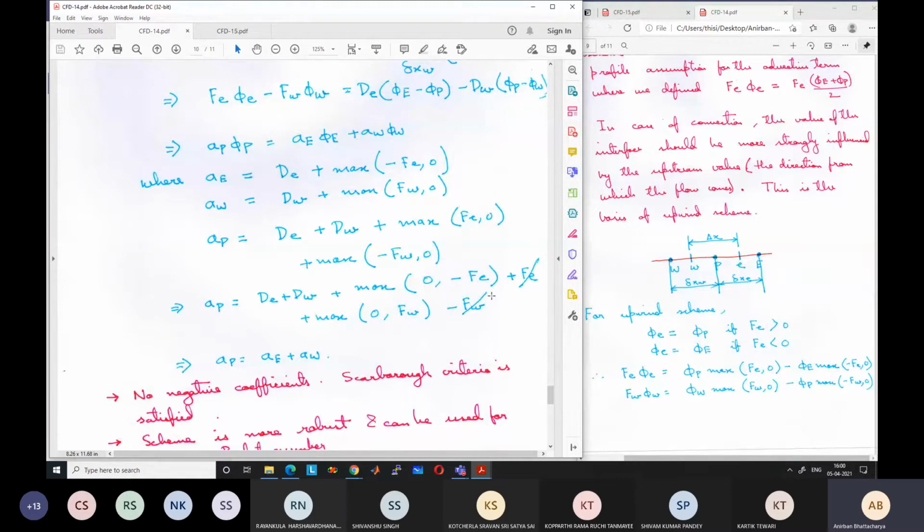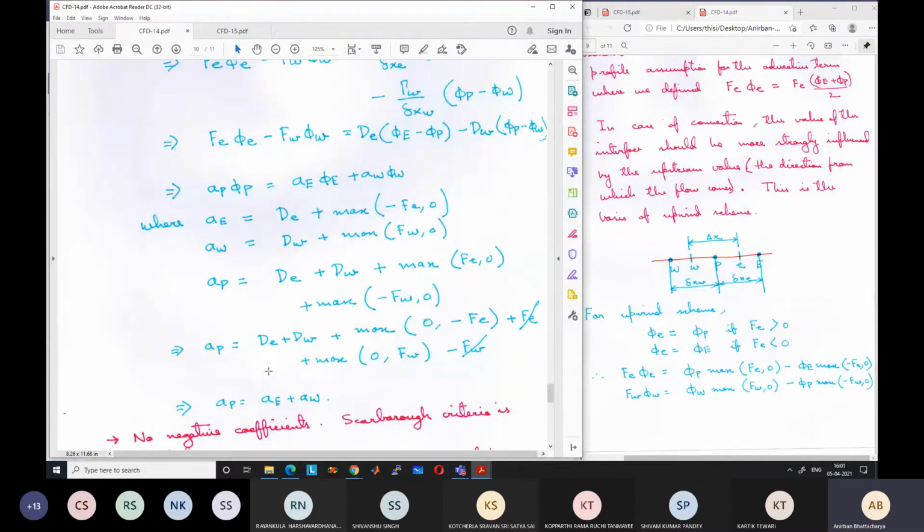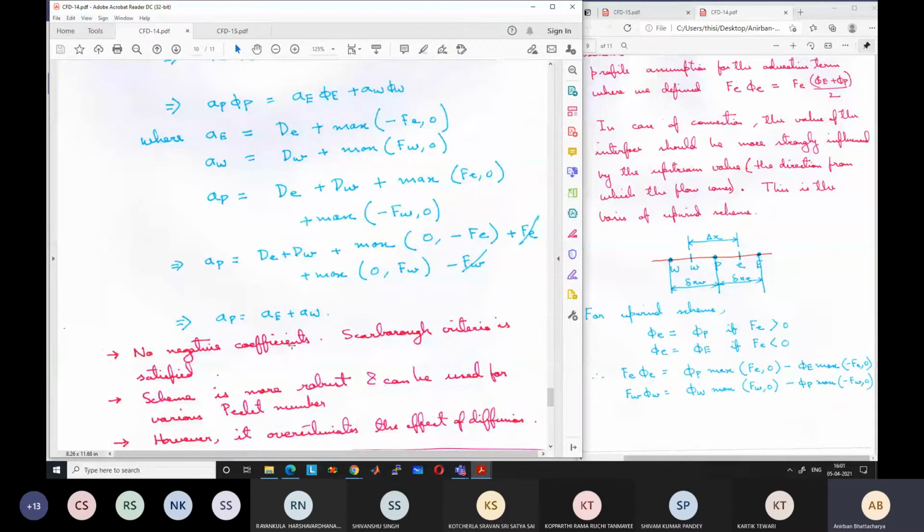So ultimately this term AP becomes equal to D plus maximum of 0 comma minus Fe, which is nothing but AE, and DW plus maximum of 0 comma Fw, which is nothing but AW. So by rearranging these terms, we find that AP is equal to AE plus AW. So this is our upwind scheme. This is known as upwind scheme, where you take the value at the interface to be strongly influenced by the upstream direction. So the first thing that we will notice here is that there are no negative coefficients.